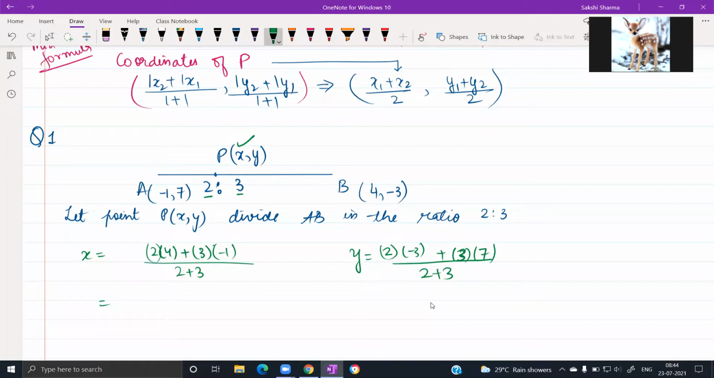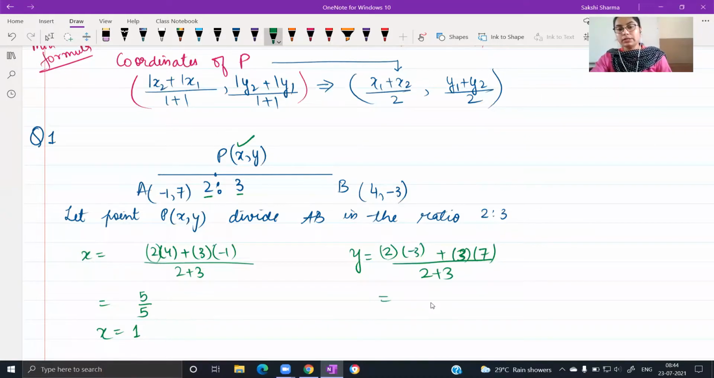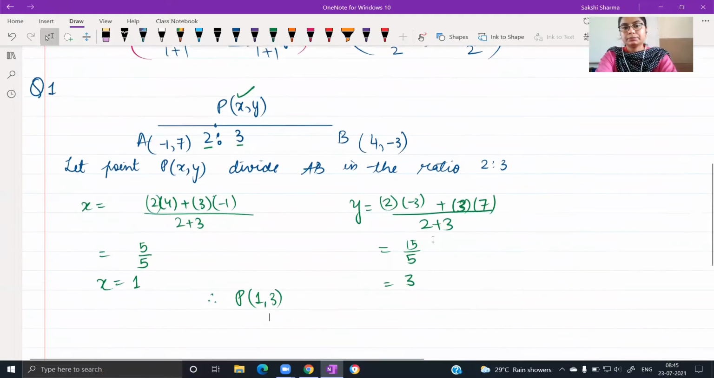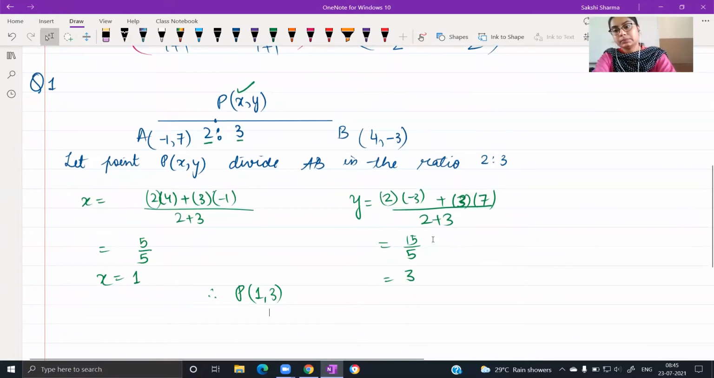The first one is 5/5, which is 1. The abscissa of the point is 1. The ordinate, -6 plus 21, 15/5, this will be 3. The required point is 1, 3. These are the coordinates. Tell me if it is clear how we have applied the formula.